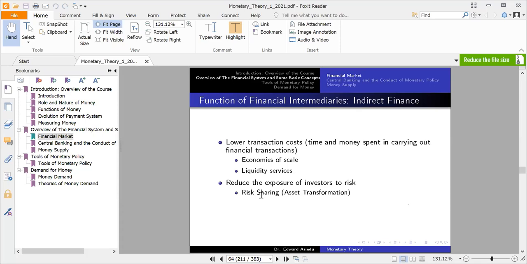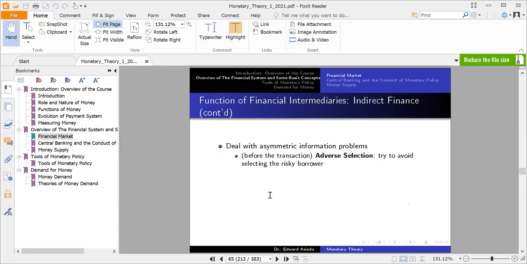So reduce the exposure of the investors to risk, because you can put money. If you're dying with a lot of people, it's not too big a deal, right? But if you're dying alone, that is not fun. So that is that idea that you reduce the exposure of investors to risk by sharing risk. You are investing in different items. You are diversifying your portfolio. Okay, that is why people go through the financial intermediaries.